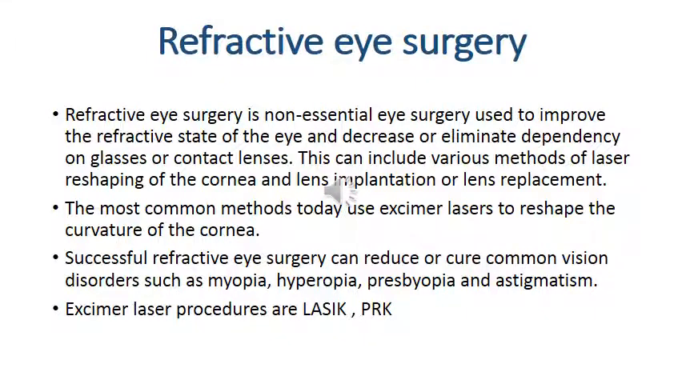The third option to correct refractive error, where you don't like contact lenses or glasses, and you have either myopia, hyperopia, presbyopia, or astigmatism, is refractive eye surgery. In refractive eye surgery, we use excimer laser to reshape the curvature of the cornea and to ablate these optical imperfections. We call them refractive errors. Excimer laser procedures are either LASIK or PRK. PRK is photorefractive keratectomy, and LASIK is another procedure.